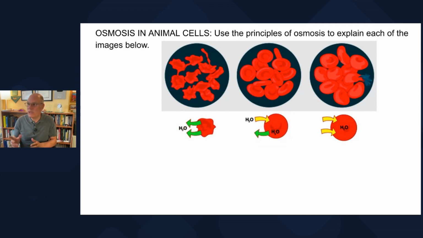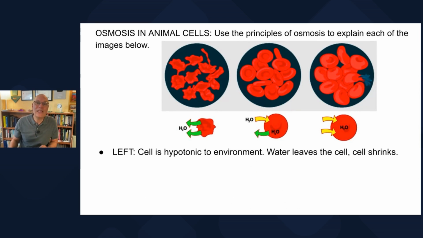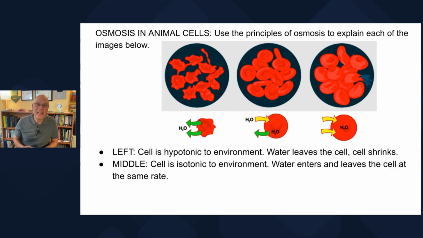Osmosis in animal cells. Use the principles of osmosis to explain each of the images below. On the left, the cell is hypotonic to its environment. In other words, there is more solute outside of the cell than there is in the cell's cytoplasm. As a result, water is going to flow from the hypotonic cells into the hypertonic environment, and the cell will shrink and shrivel up. In the middle, the cell is isotonic to its environment, so water will enter and leave the cells at the same rate.